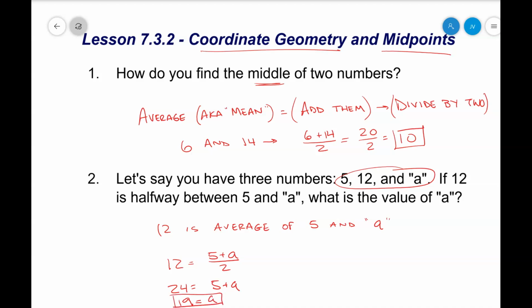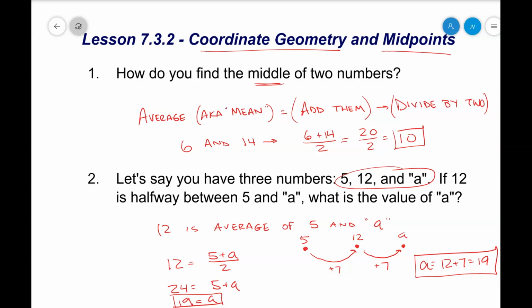There's a little bit easier way to think about it, rather than using all of this algebra. Let's say we've got the number 5 right here, and then we've got the number 12 right here. It's in the middle of 5 and a, so I'm going to draw it like this. How far is it from 5 to 12? Oh, that's plus 7. So to get from 12 to a, we do another plus 7, and that gives us a equals 12 plus 7, or 19. So two different ways to skin that cat, folks.